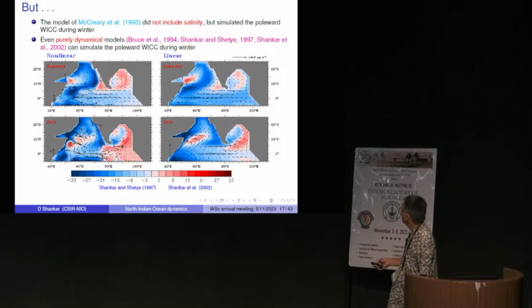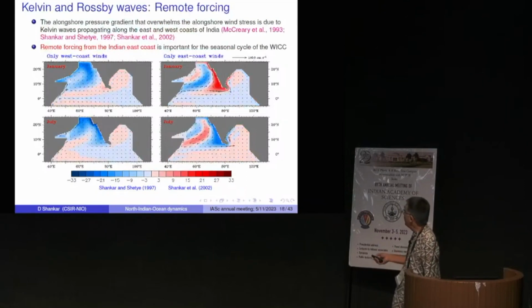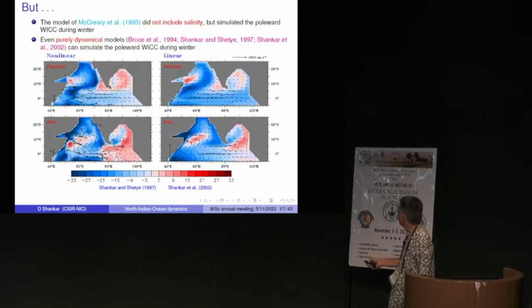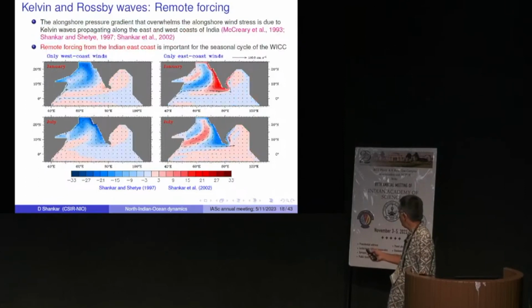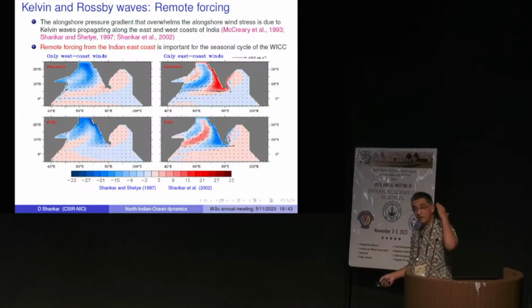So you can actually show that by splitting the response. This is a simulation with only west coast winds. You see a response, but it is weak. This is the full response, and this is what you get if you have only west coast winds. That's because the wind is strong, but it is almost entirely blowing into the coast. You have a very weak longshore component.